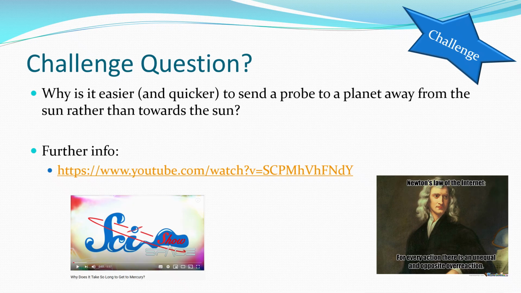Right, a little challenge question for you there. Thinking about circular motion that we've discussed before. Why is it easier and quicker to send a probe to a planet away from the sun rather than towards the sun? Have a look at that little video there. I'll try and put the link down below. Essentially, if you think back to your circular motion, we're talking about an object in constant circular motion about another object. There is this massive sideways velocity that we need to overcome. So even if we put a force that way, it's going to fly off to the side still. The video will explain more about that one.